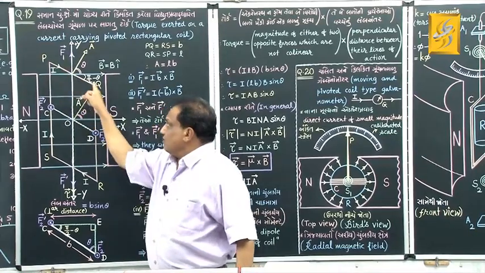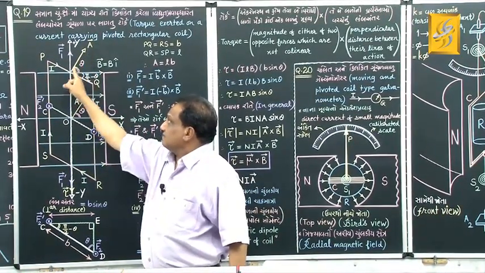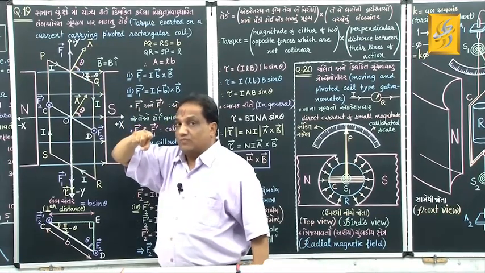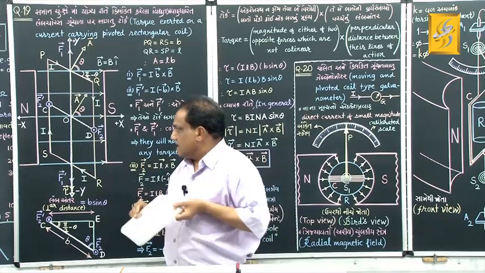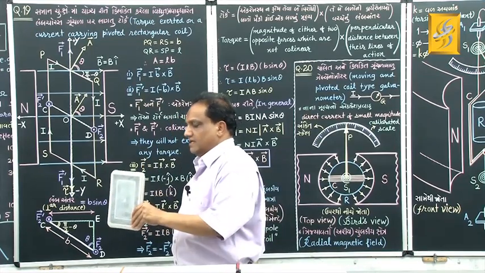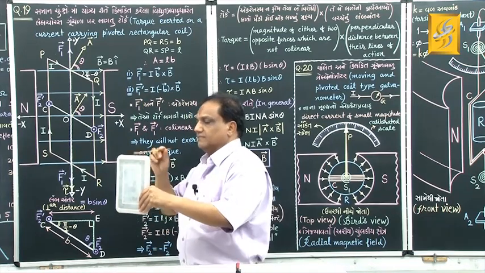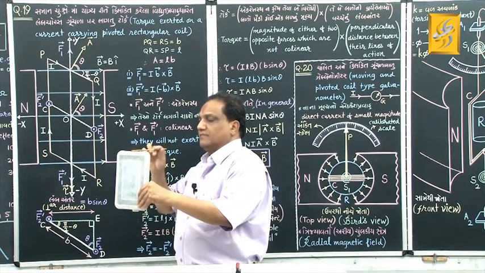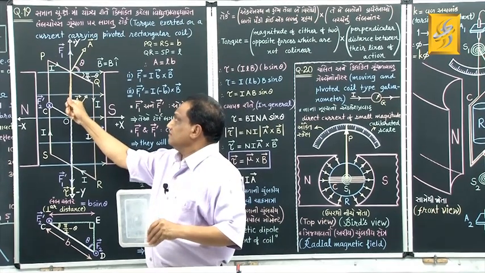For this plane of the coil, the corresponding area vector is like this. You know, area vector is always to be shown perpendicular to the plane of the coil. A plane of the coil is like this. Correct? Perpendicular to this plane, you can think of area vector like this. Correct? Fine.